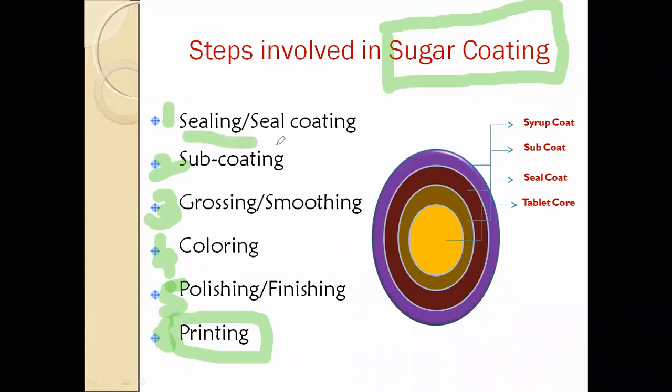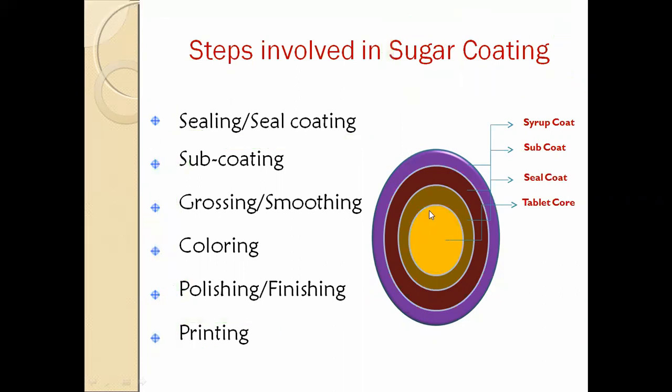So the first step is sealing or seal coating. Now you can see this diagram over here. This which is shown in yellow color is your tablet core. On this tablet core, firstly you're going to go for sealing. So this will give you a seal coat. Then you have subcoating.